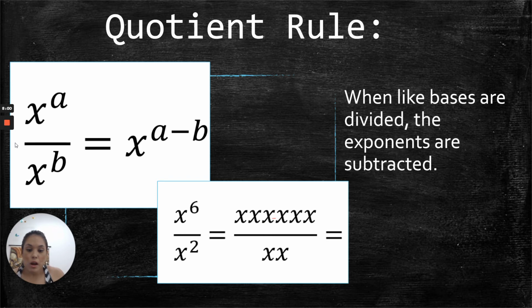Now I'm going to cancel these out. I've got 1 here and 1 on top. I'm going to cancel that out. I'm going to cancel the next set out. I am left with x to the 4th power, which is the answer. You can also demonstrate this by x to the 6th minus 2 equals x to the 4th power, which is the answer.